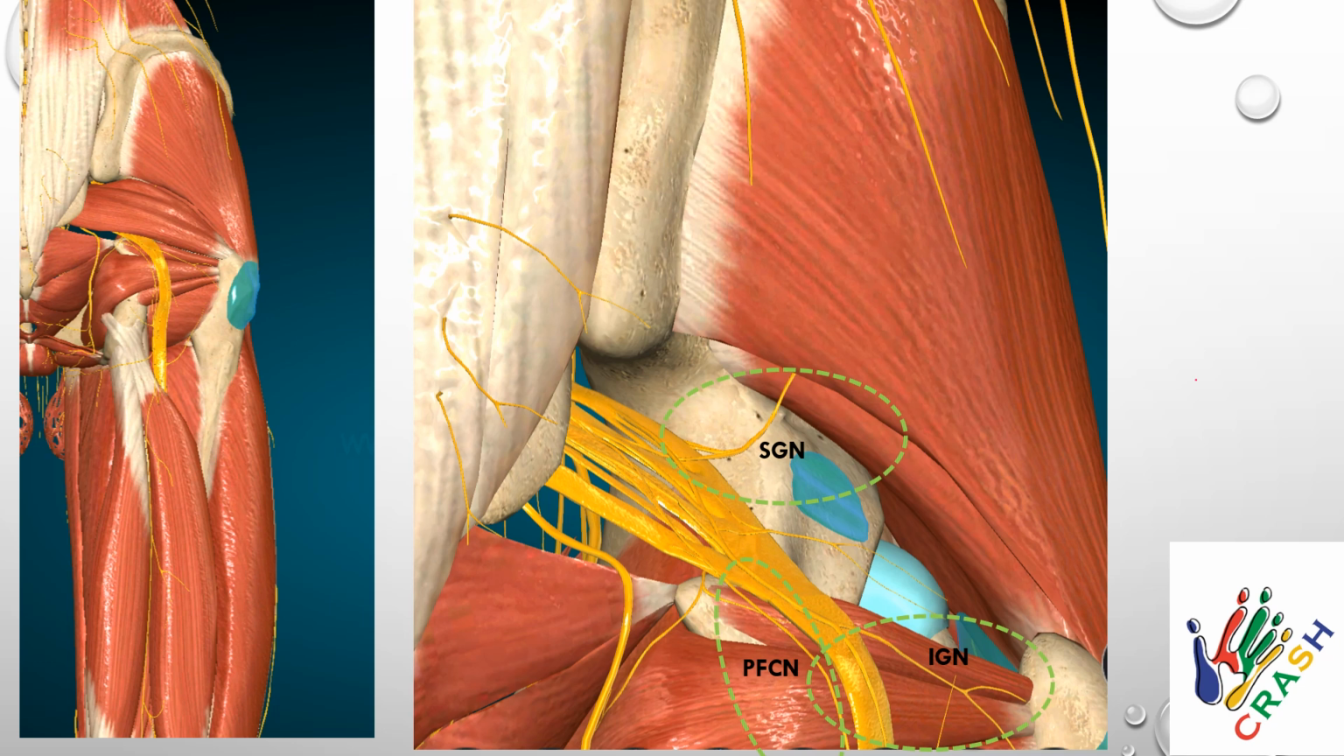Additional advantages to doing the block at this level include the blockade of the superior gluteal nerve, the inferior gluteal nerve, and the posterior femoral cutaneous nerve. Pudendal nerve could be blocked as a side effect of this block.